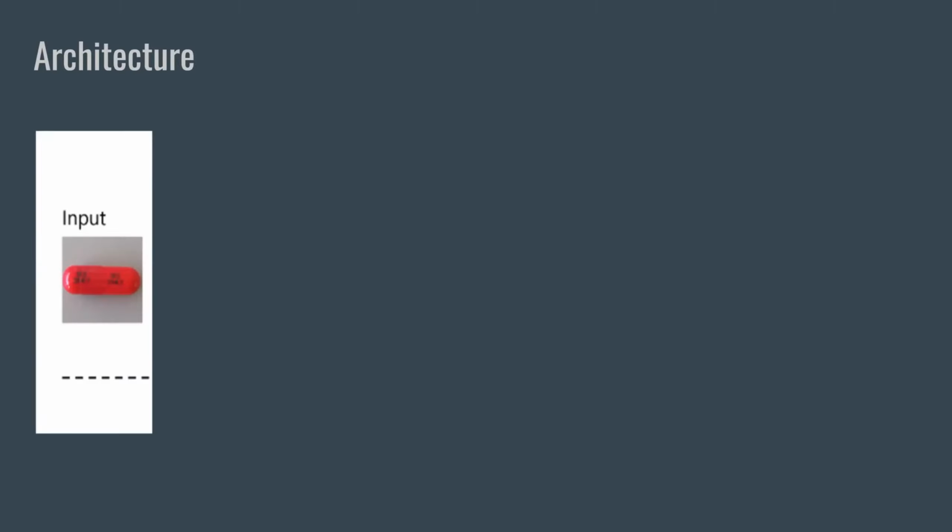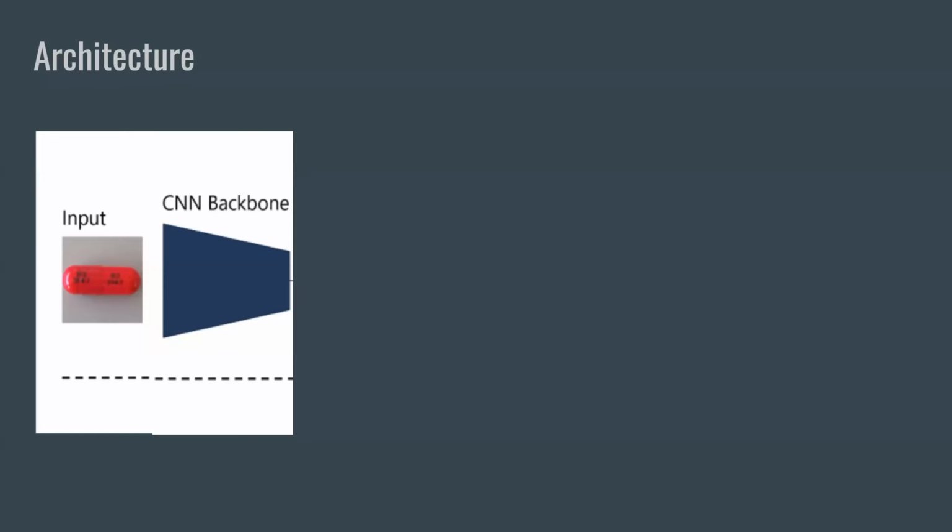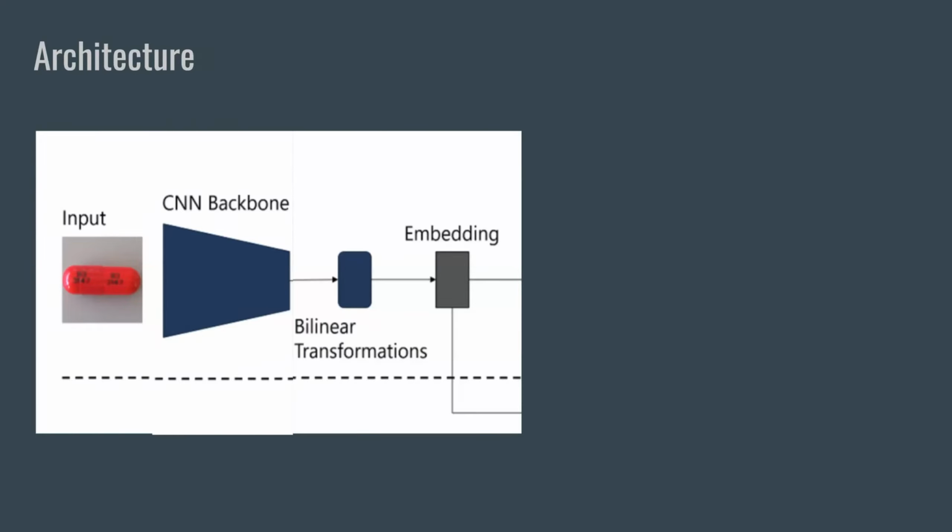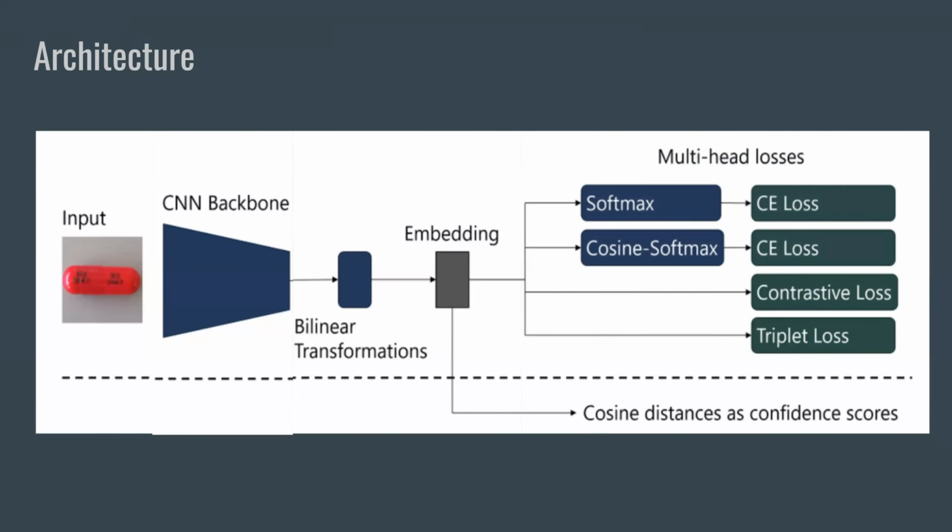So to address this, the researchers came up with this architecture, where they take in pill images and pass them through a CNN backbone. The features that result from the CNN go through an extra layer of embedding and actually diverge into two different classification heads, which allow some of these losses that we see here to be calculated.